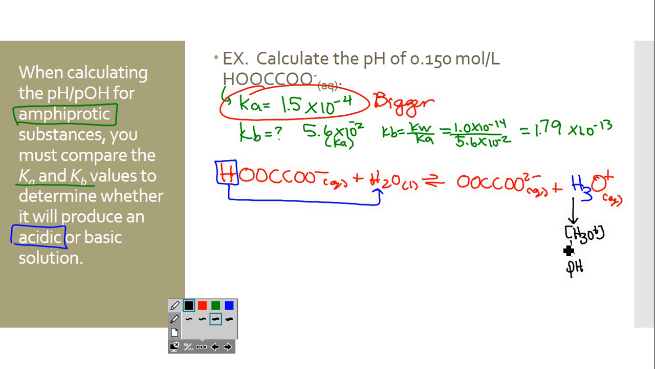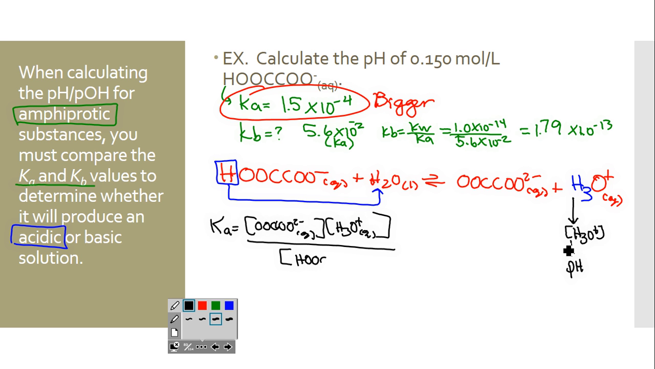Now, earlier today, someone asked me, how come I have to do a calculation to find the concentration of hydronium? Don't they have the same coefficient? Well, yeah, my acid and my hydronium do, but remember, this is not a 100% reaction. So we use our Ka expression, where we multiply our negative ion and the concentration of hydronium, and we divide it by the concentration of our acid, in this case, hydrogen oxalate.